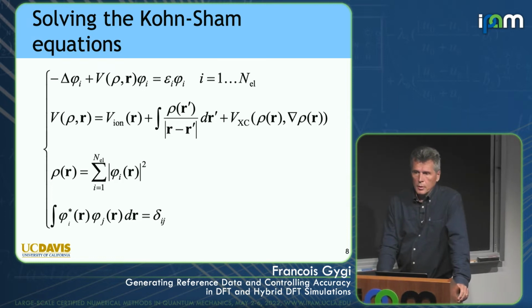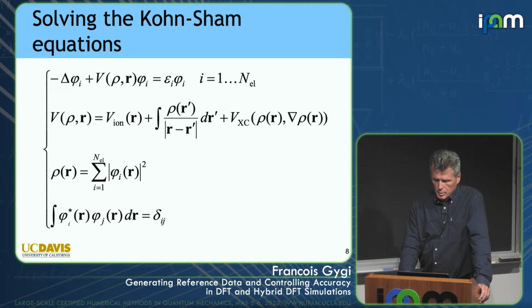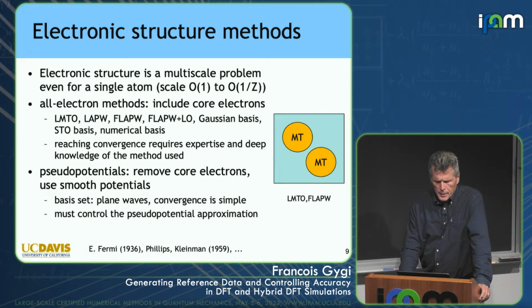So this problem, if you just state it like this with Coulomb potential, is very difficult to solve. It reminds us that electronic structure, even if you have a single atom, is a multi-scale problem. You have things happening at all scales between order 1 and order 1 over Z. So as soon as you start looking at something that's not hydrogen, it gets complicated and numerically difficult.